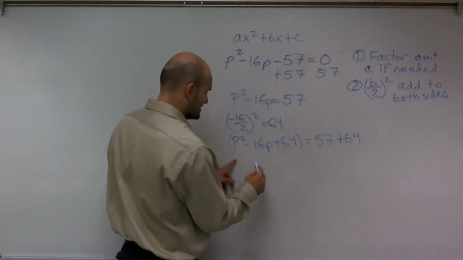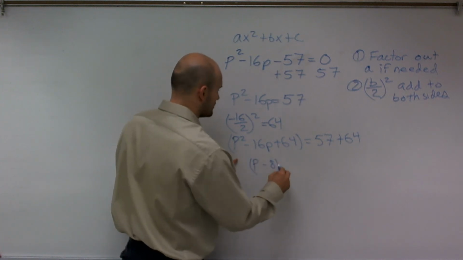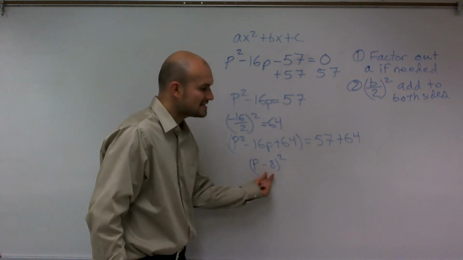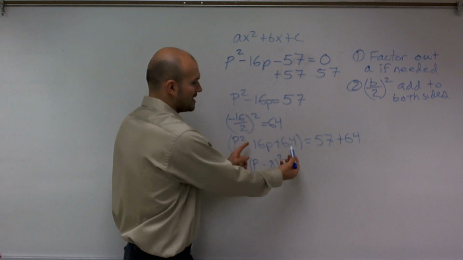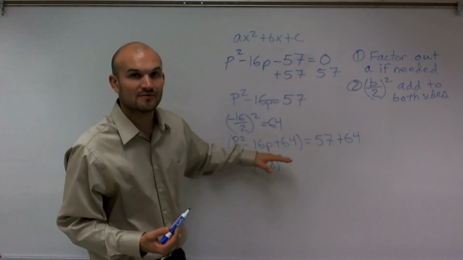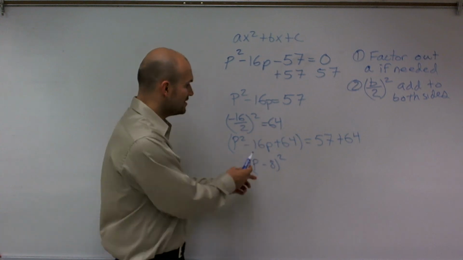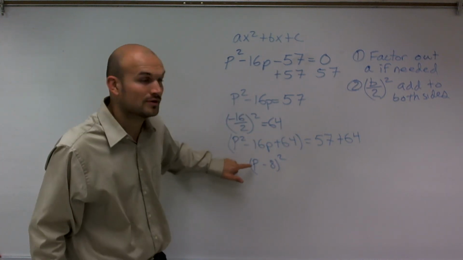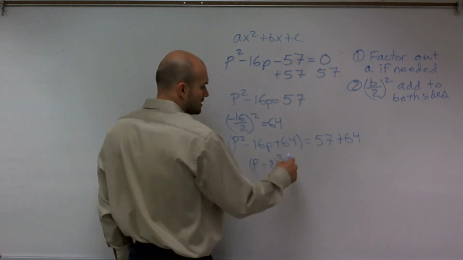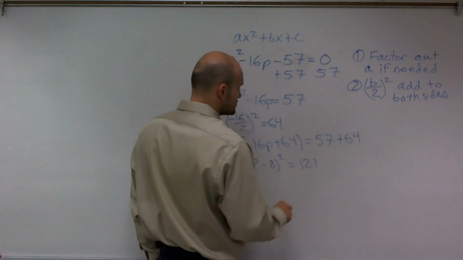We can rewrite this as p minus 8 squared, which is now a binomial squared, and that's exactly what I want. You might think I was not getting more simplified, but now I can rewrite it as just p minus 8 squared. Notice, by writing it as a binomial squared, I now only have one variable, p. So that equals 57 plus 64, which is 121.